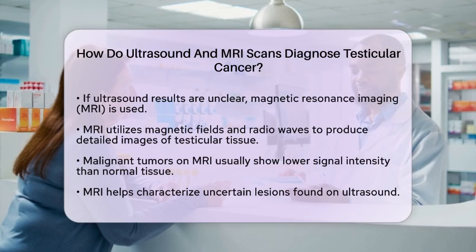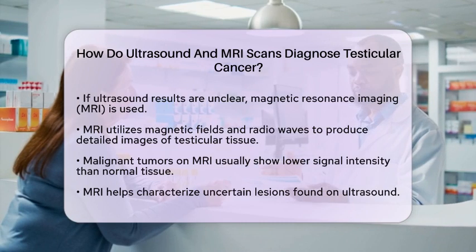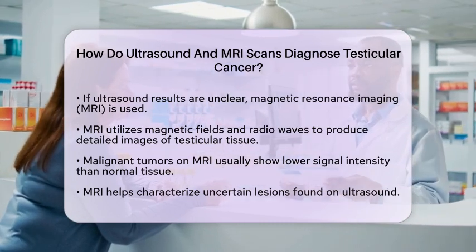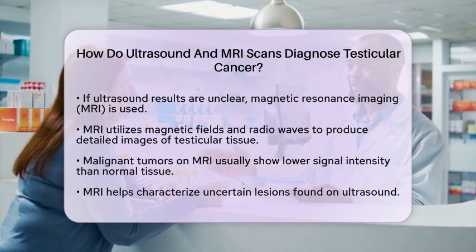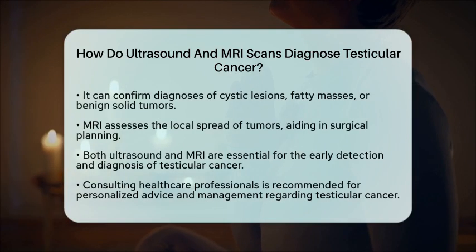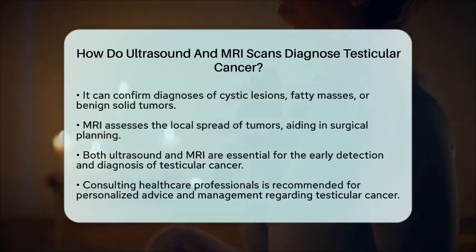It can confirm the diagnosis of cystic lesions, fatty masses, or benign solid tumors. Furthermore, magnetic resonance imaging can assess how far the tumor has spread locally, which is crucial when planning surgery, especially if doctors are considering testis-sparing surgery.